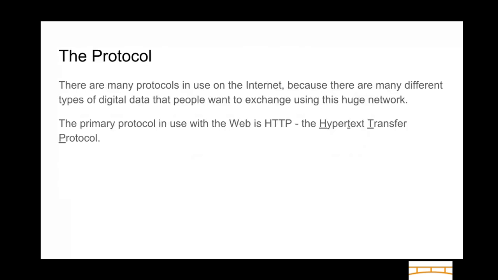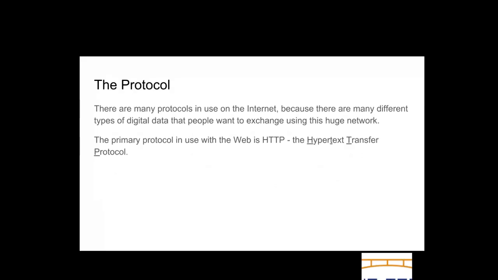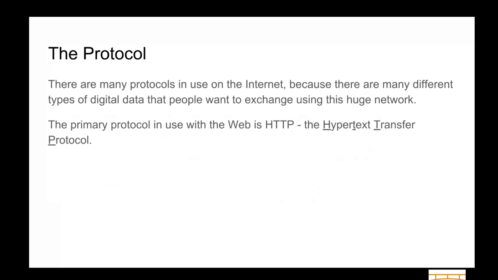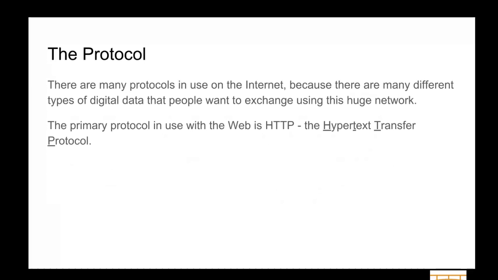Good. Now let's talk about protocols. There are many protocols in use on the internet because there are many different types of digital data people want to exchange using the network. We've got a network of computers around the world. People are going to use it for all kinds of different things: health information, banking information, different files for different proprietary pieces of software, and the web. That's a type of data we want to transfer around the internet. The primary protocol in use with the web is HTTP, Hypertext Transfer Protocol. And again, a protocol is just a formal description of how to format and exchange a specific type of data. In this case, the data is web pages.